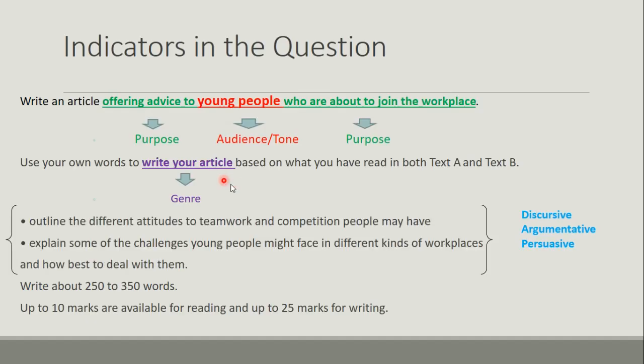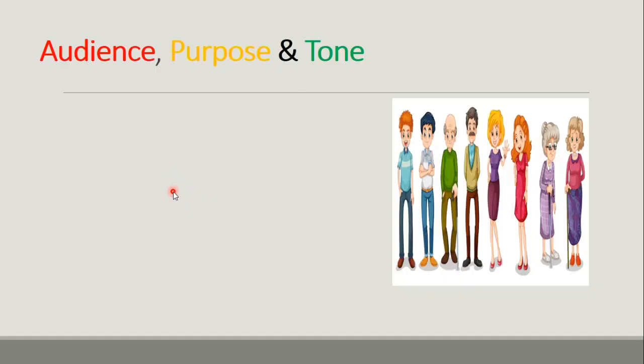Next comes the point where we have to find the facts and distill them. We have to develop the argument and then use the persuasive features according to the direction which has been given by the examiner. It means a genre which has been stated. Our very first point is audience, purpose, and tone.